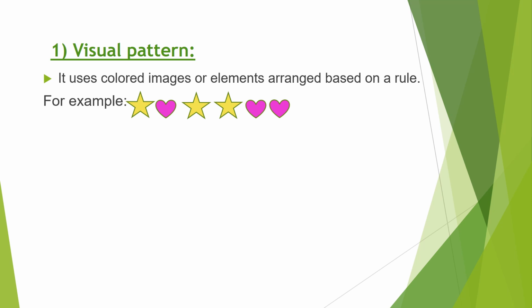From its name, visual, it means it uses colored images or elements arranged based on a rule. Here we have an example: star, heart, star, star, heart, heart. What did you notice? We have here star, heart, star, star, heart, heart.